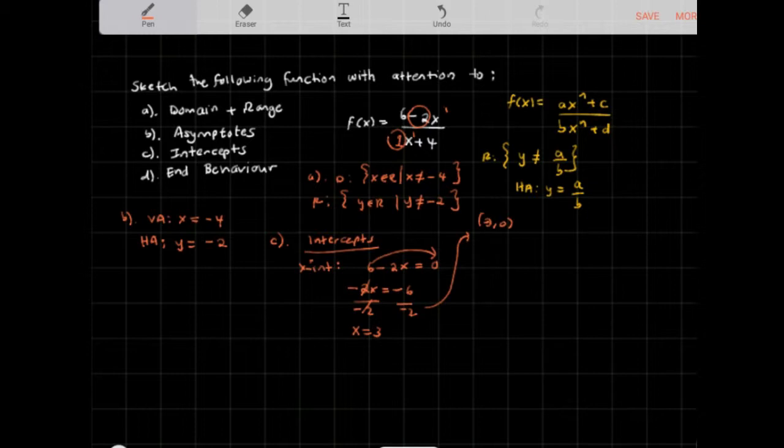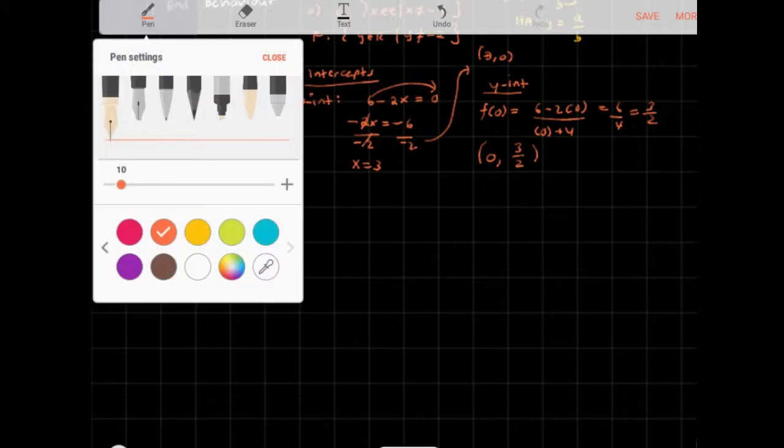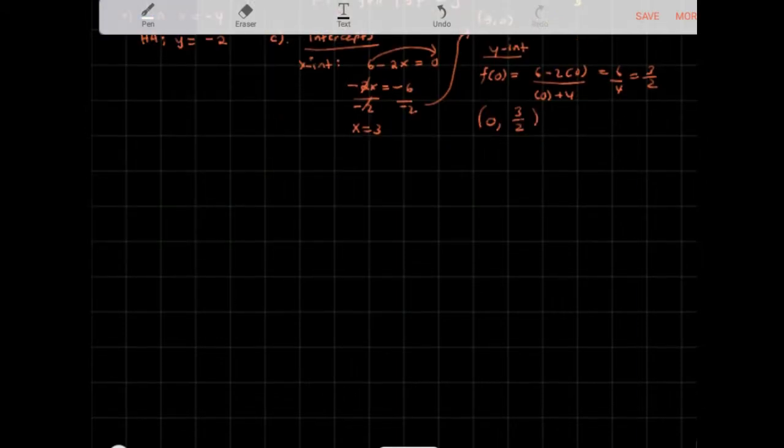And then we also want to find the y-intercept. To find the y-intercept, I'm going to look at f of 0, which is (6 minus 2 times 0) over (0 plus 4), which is 6 over 4, which is 3 over 2. So the point here is (0, 3/2). Okay, so that's your y-intercept. Then let's create a sketch using all the information that we calculated from this function. I'm just going to create my grid here.